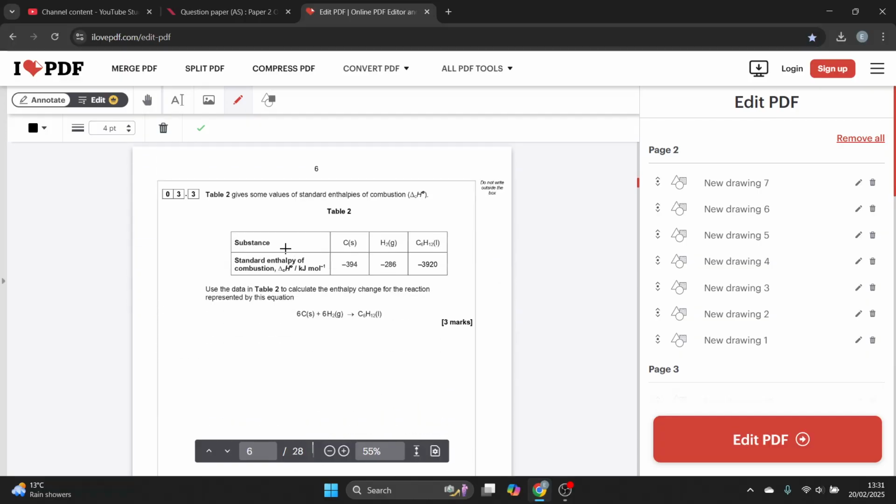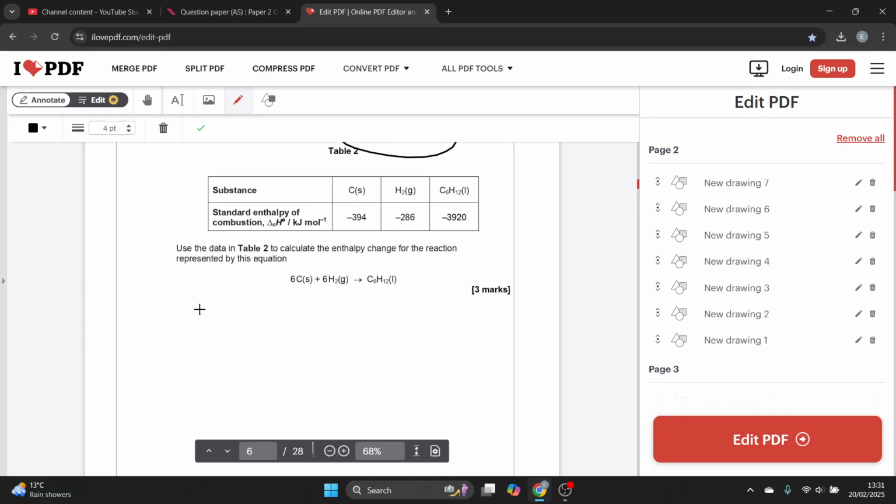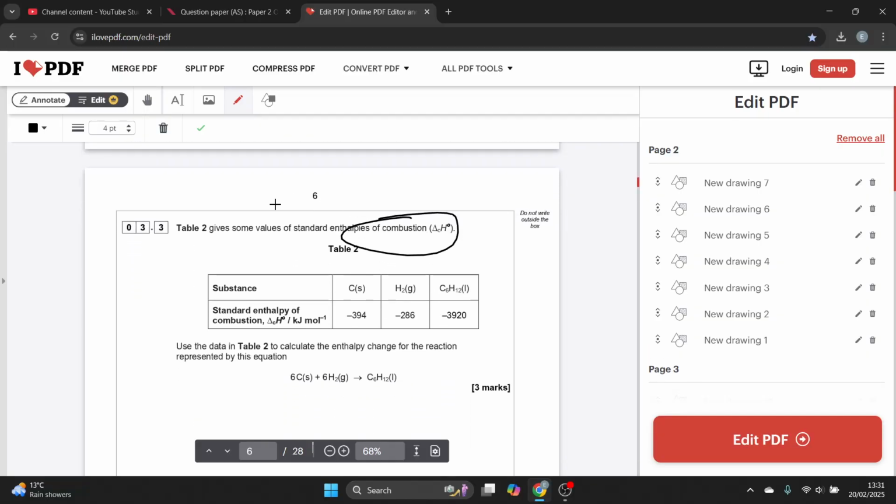Use data in table 2 to calculate the enthalpy change for the reaction represented by this equation. Now this one is with combustion data. Like 9 times out of 10 it gives you formation data, right? In this case it is combustion data. So combustion data is reactants minus products, whereas formation is always products minus reactants, but in this case, it's the opposite way around. So reactants minus products.